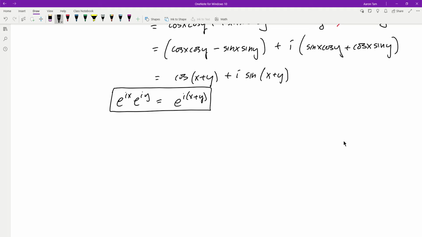And you can also imagine the following. Okay. e to the negative ix is 1 over e to the ix. And so therefore, e to the ix over e to the iy would equal e to the i times x minus y. So both of these are also true.